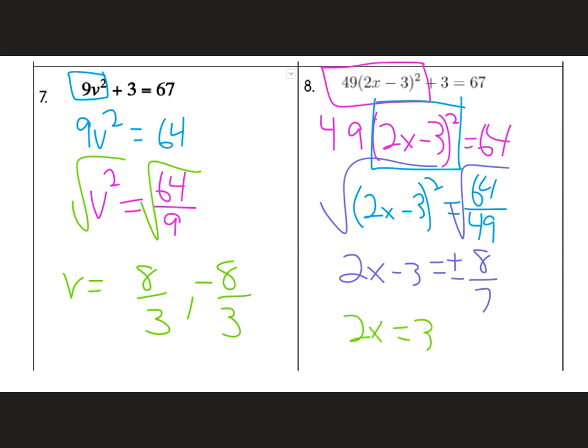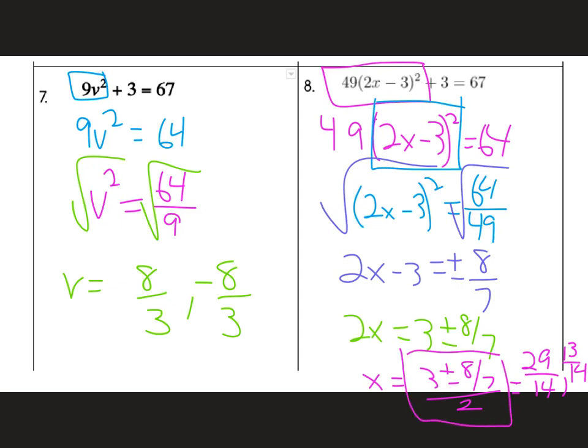So you could say 3 plus or minus 8 sevenths, and then you could divide by 2. And if you left your answer like this, I would be okay with it. If you combined everything together, that's fine too. So if you do that, that would be 21 sevenths plus 8 sevenths, which is 29 sevenths. But divide by 2, so 29 fourteenths, which is like 2 and a bit. Or 21 minus 8, which is 13 sevenths, divided by 2 is 13 fourteenths, which is a little less than 1. So you're welcome to try either one of those. As I said, if you stopped here, I'm okay. You've shown everything I need to see.